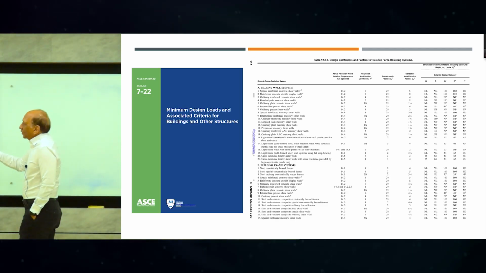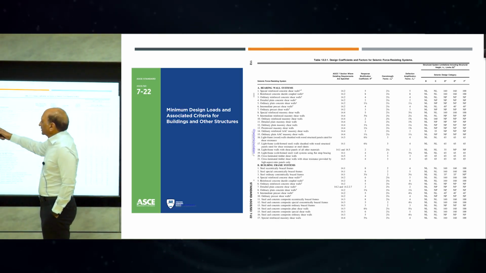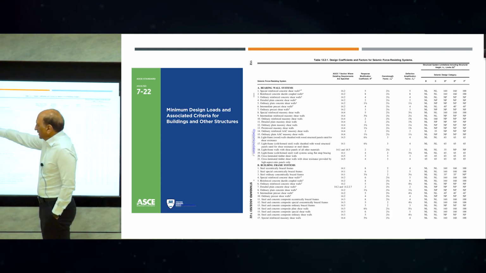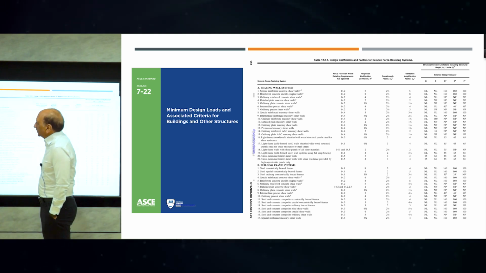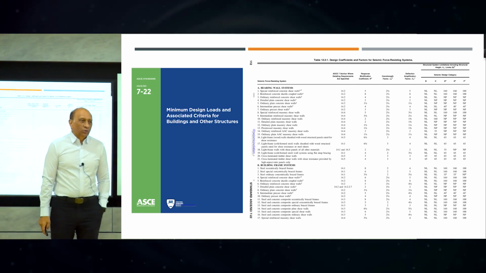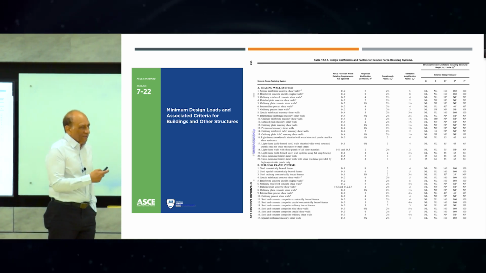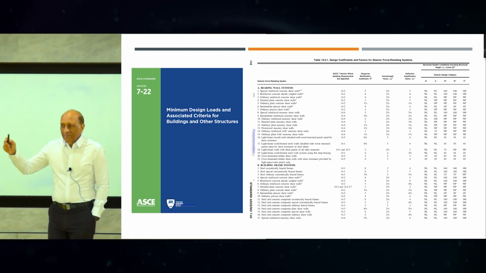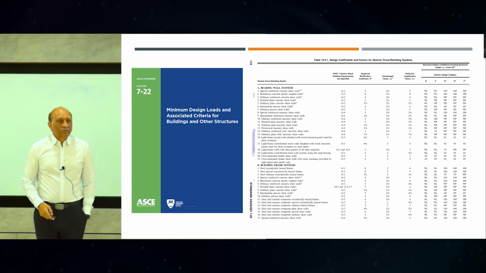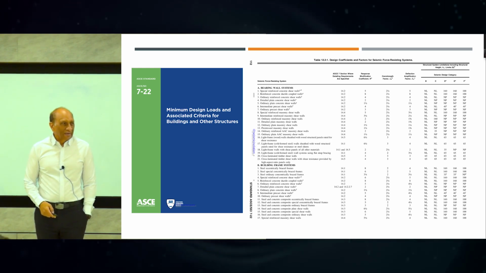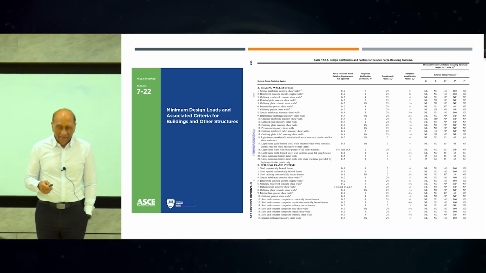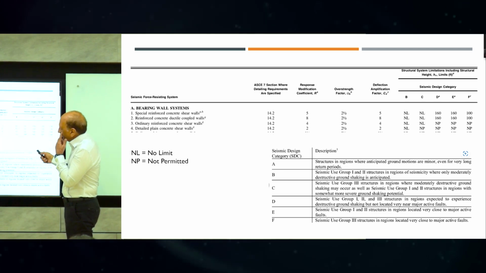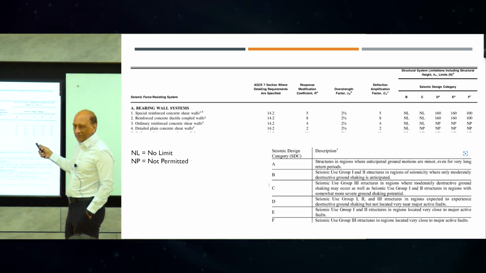This is a very important document, Minimum Design Loads and Associated Criteria for Buildings and Other Structures, issued by ASCE, American Society of Civil Engineers, latest ASCE 7-22, right? So they tell you many things about how to do the detailed design of the building with all of the stuff. And it gives you the R factors. But right now, what is interesting is not that, we will talk about that later.